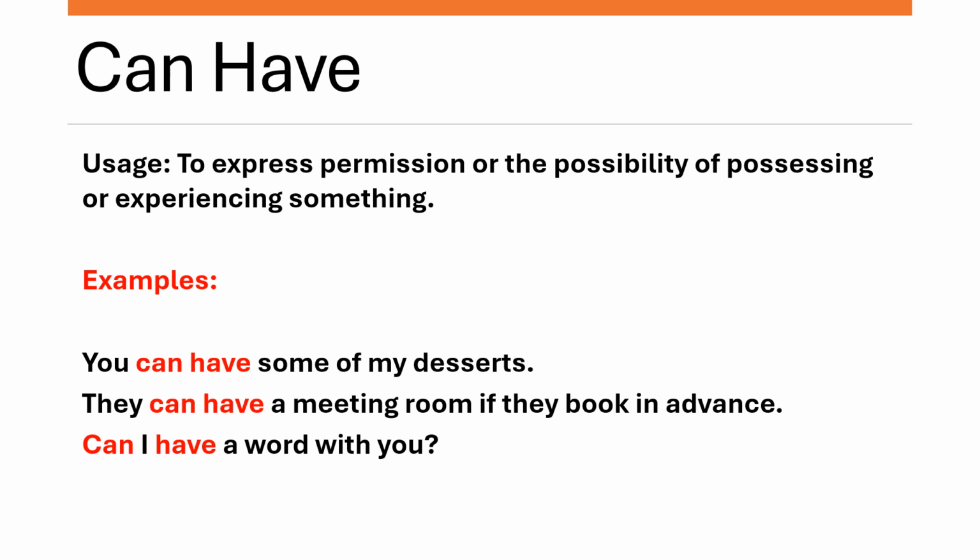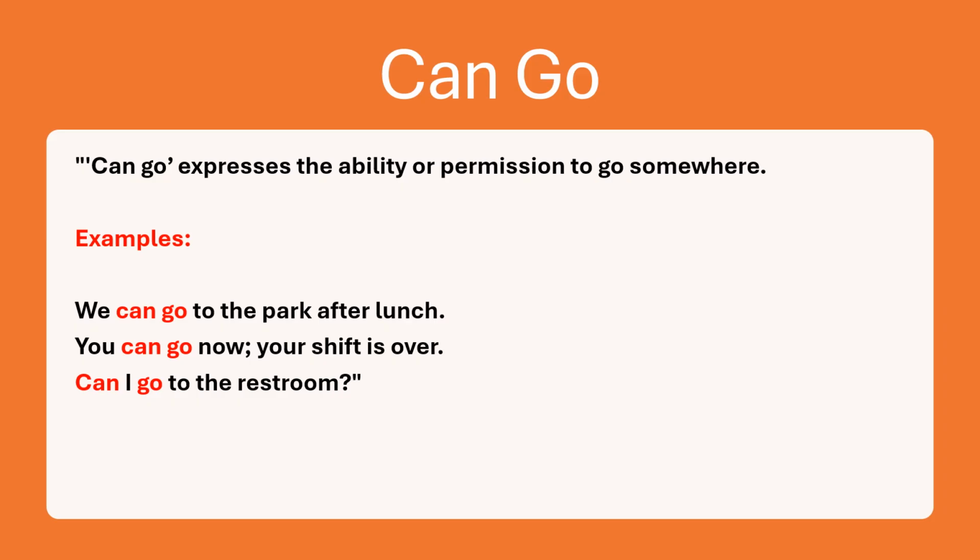Number 2. Can have. It is used to express permission or possibility of possessing or experiencing something. You can have some of my dessert. They can have a meeting room if they book in advance. Can I have a word with you?